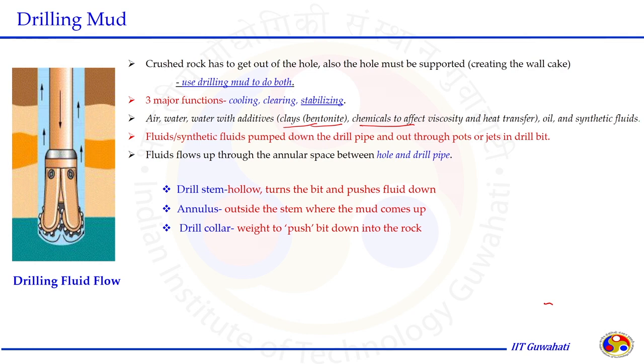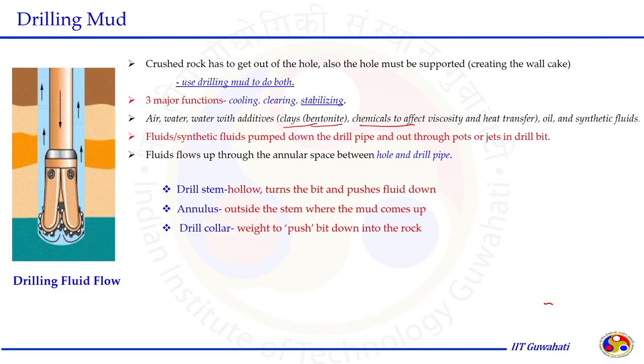So what is the operation of the drilling mud? Why is it important? Because when we are crushing the rock with the help of the drill bit, the hole creates debris. That debris needs to be taken out to the surface. The drill bit itself gets hot when it is performing the drilling operation. And the third important one is that the pressure goes up as we go down.